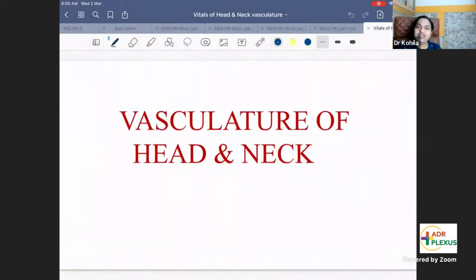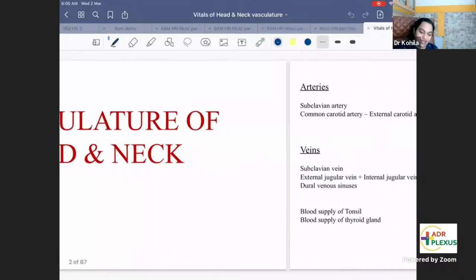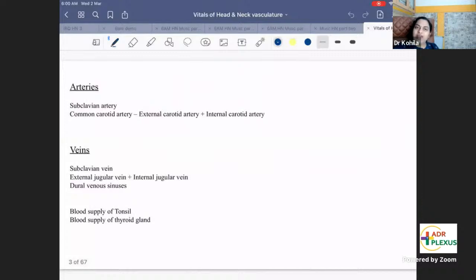In today's session, the discussion is centered around the important questions asked in vasculature of head and neck over the previous years. The blood supply to the head and neck is coming from the subclavian artery and vein, and the branches from the common carotid artery. They've also asked about dural venous sinus, and a lot of questions have appeared around blood supply of thyroid gland and tonsil.